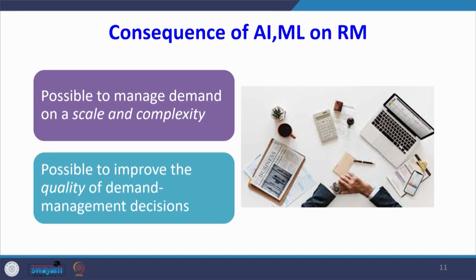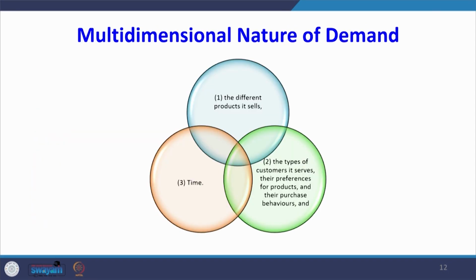Even at large scale, problems can easily be solved with the help of AI and machine learning, making it possible to improve the quality of demand management decisions. Because of these new tools and the availability of computing technologies, demand management decisions can be improved. When we say demand, there are different dimensions to it.